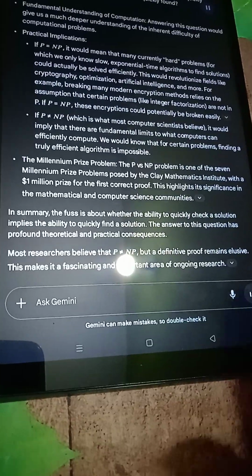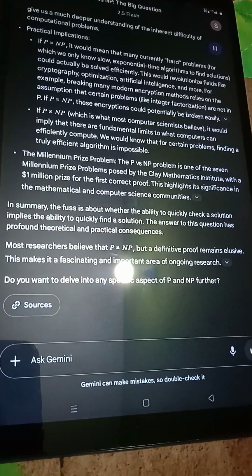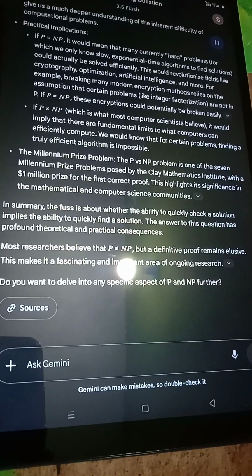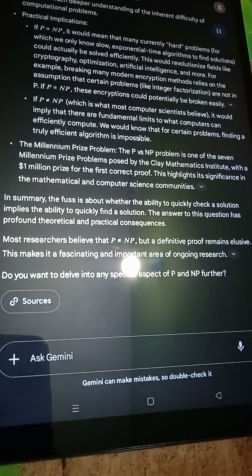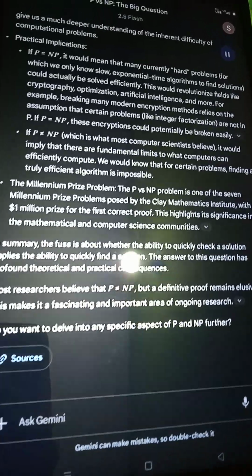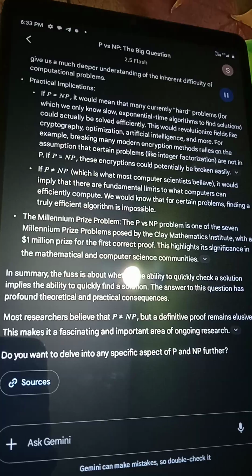In summary, the fuss is about whether the ability to quickly check a solution implies the ability to quickly find a solution. The answer to this question has profound theoretical and practical consequences. Most researchers believe that P does not equal NP, but a definitive proof remains elusive. This makes it a fascinating and important area of ongoing research.